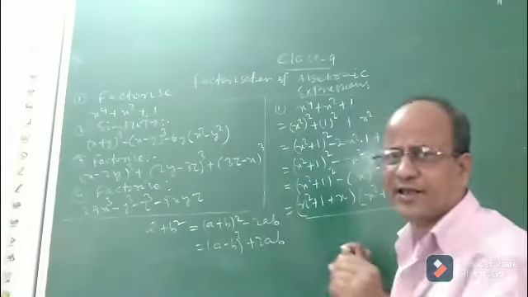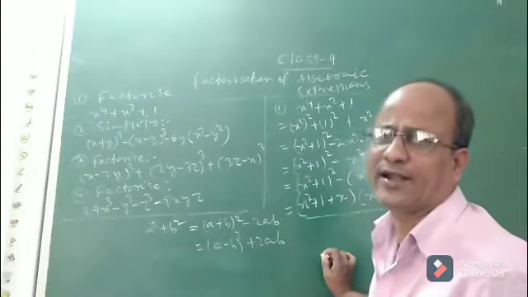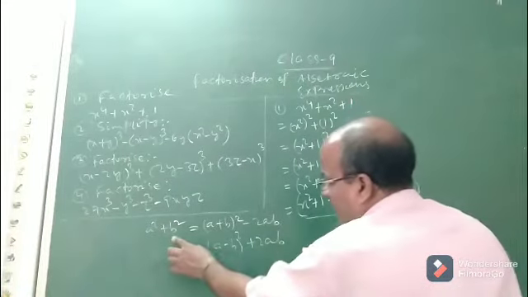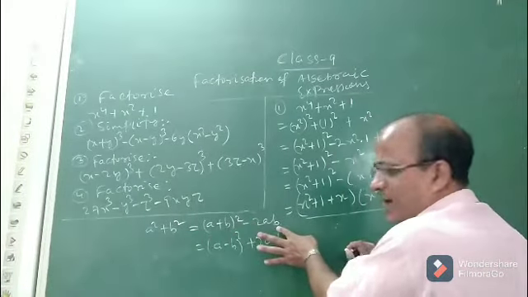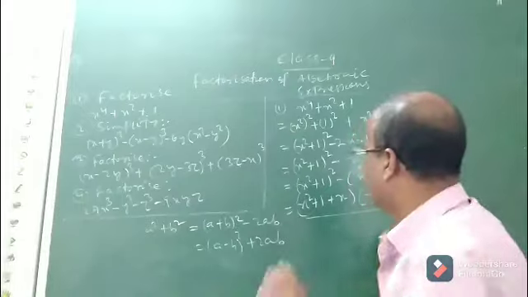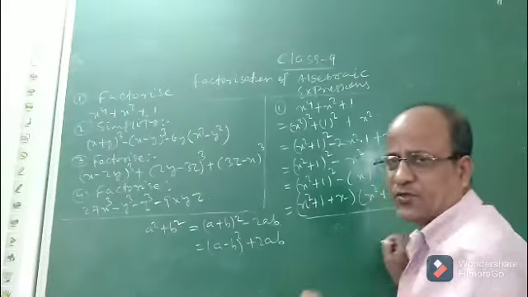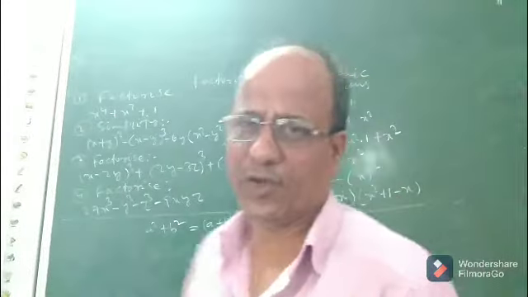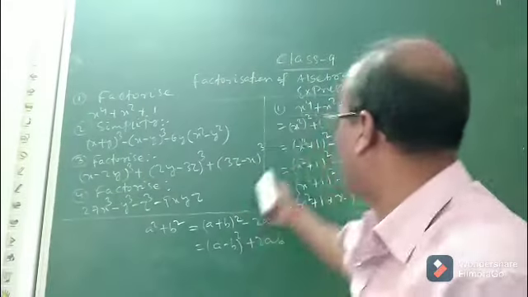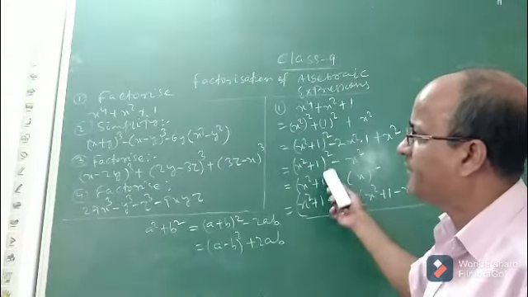So to factorize this algebraic expression, we used two identities. What are those? One is a square plus b square equal to a plus b whole square minus 2ab, which you have to remember. Then the other is a square minus b square equal to a plus b into a minus b. So then only you can factorize this type of algebraic expression.